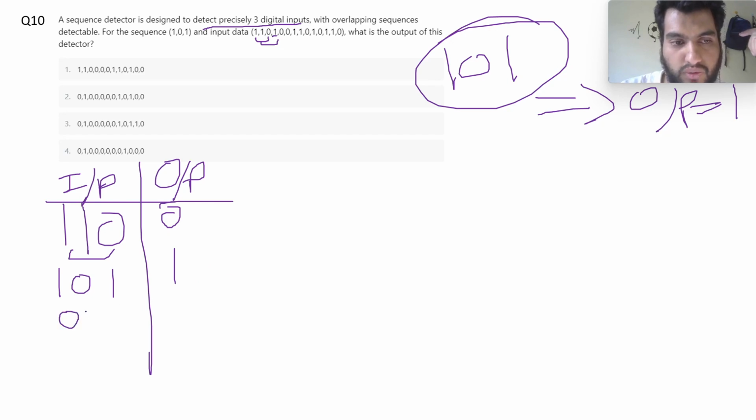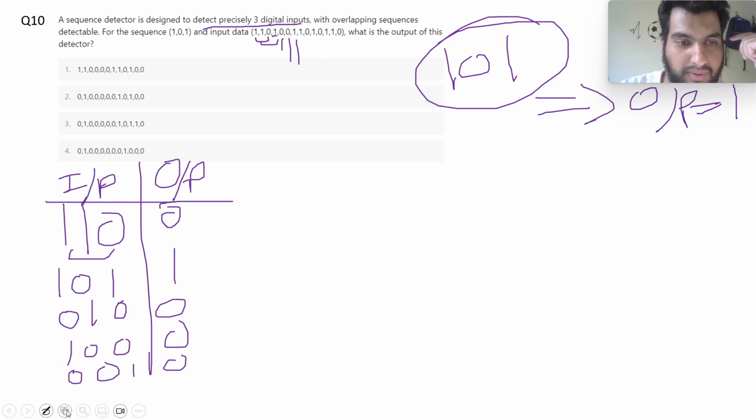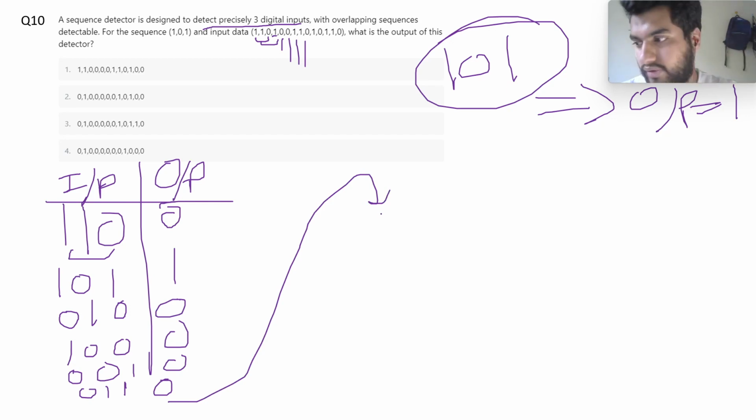Then it's 0, 1 and my next input is 0. What will be my output? The output will be 0 since 101 needs to be detected. My next input is 1, 0, 0. That's also not the case. Now my next input is 0, 0, 0, then 0, 0, 1, so 0. Then 0, 1, 1, so again 0. I'll just write the others here.